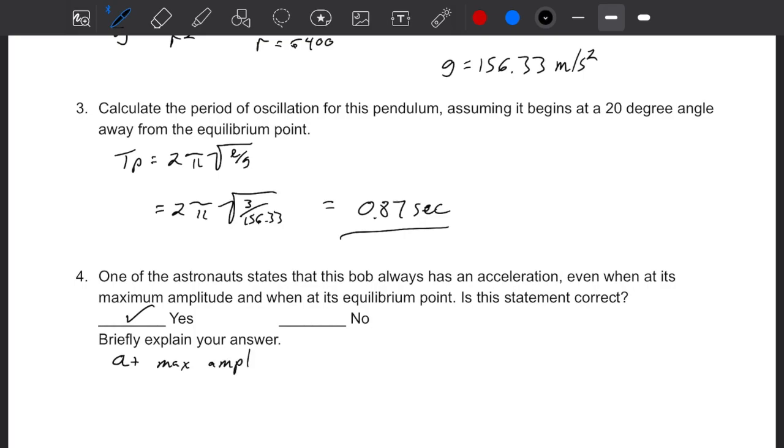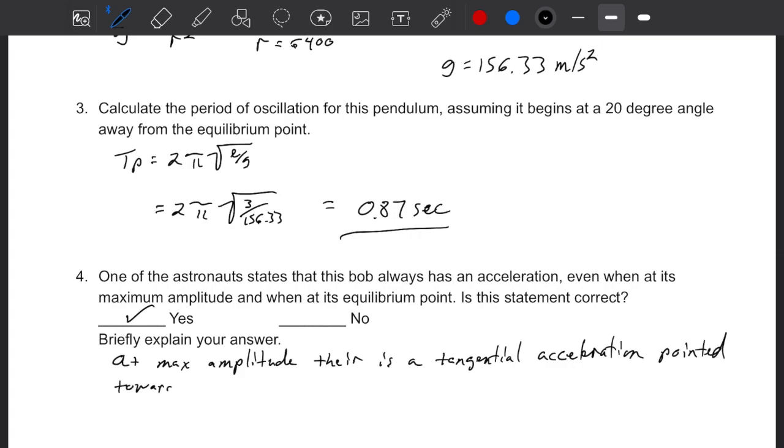So at amplitude, we still have a restoring force that is accelerating it back towards equilibrium. When you get to equilibrium, no more restoring force, no more tangential acceleration. But at equilibrium, you have max velocity. This object is moving in a semicircle, so it has circular motion. At max velocity, v squared over r is our centripetal acceleration. So they're inverses of each other. Centripetal acceleration and tangential acceleration are inverses of each other. So you always have one or the other or some combination of both.